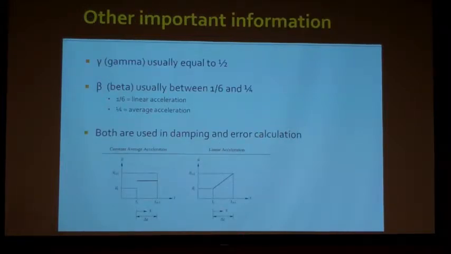So this is a little bit more information on gamma and beta. Gamma is usually equal to 1/2 for estimations, although you can change it. And beta can be different. I've seen values anywhere from almost 0, which is considered no damping, to 1/2, but they say the best range is between 1/4 and 1/6. 1/6 will give you a linear acceleration, and 1/4 will give you the average acceleration. And of course, they don't necessarily have to be that, but you could find an average acceleration from a linear acceleration or other accelerations just to make it easier on yourself.